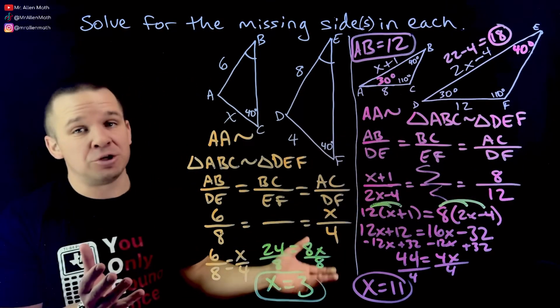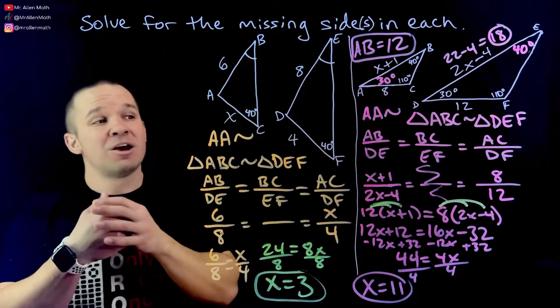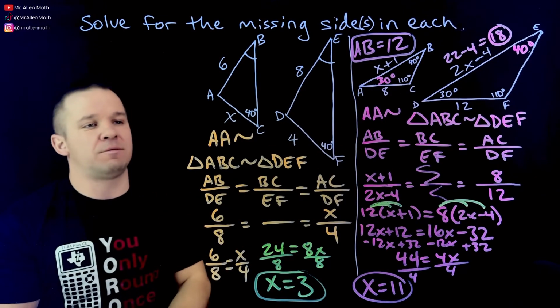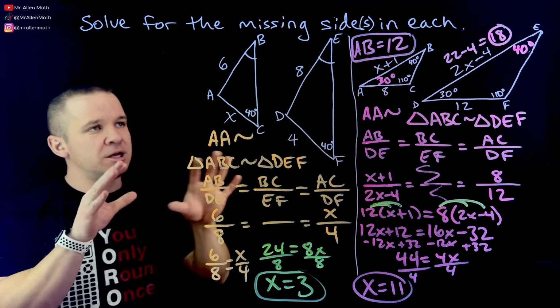Sometimes they even just ask you, here's a similarity statement. Write a proportion for all your sides that are going to be proportional to each other. And you have to write that up. So the big proportion is helpful to lay the groundwork there.